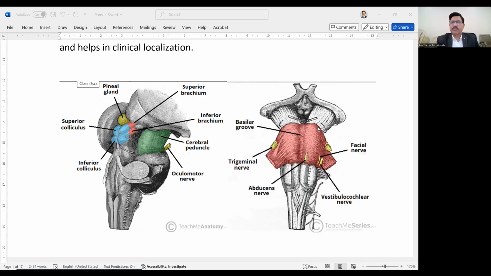When you look at the ventral view or the basilar part view, there is a groove that is called the basilar groove.